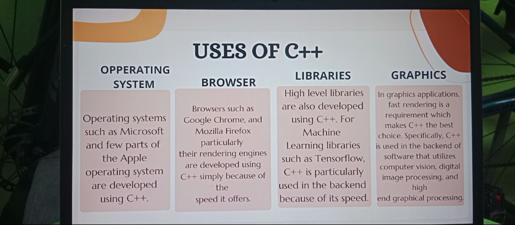Libraries. High-level libraries are also developed using C++. For machine learning libraries, such as TensorFlow, C++ is particularly used in the backend because of its speed. Graphics. In graphics applications, fast rendering is a requirement, which makes C++ the best choice. Specifically, C++ is used in the backend of software that utilizes computer vision, digital image processing, and high-end graphical processing.